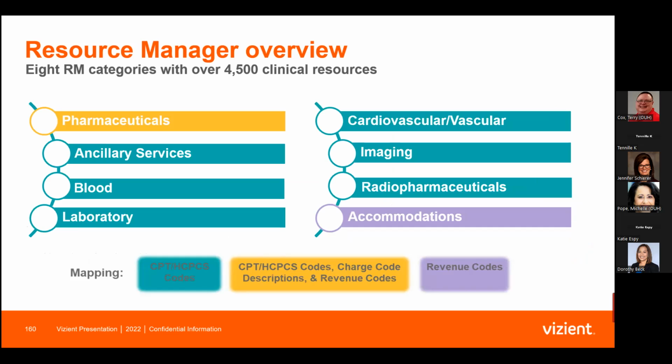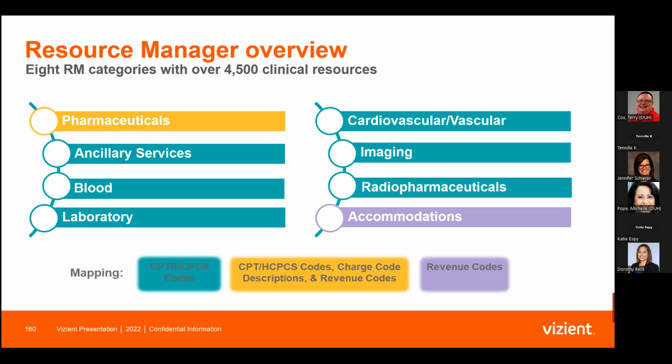And so we look at over 4,500 clinical resources. So that's an individual line item that we map to these 8 standard categories that you see here. And the data fields that we leverage for mapping are the CPT and HCPCS codes, the charge codes, and revenue codes.